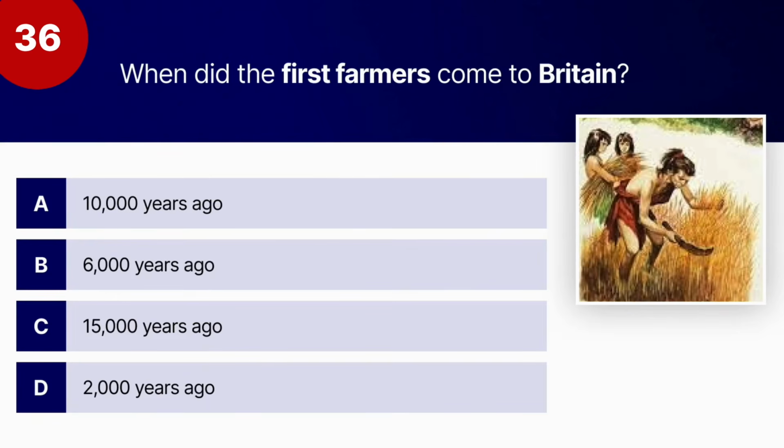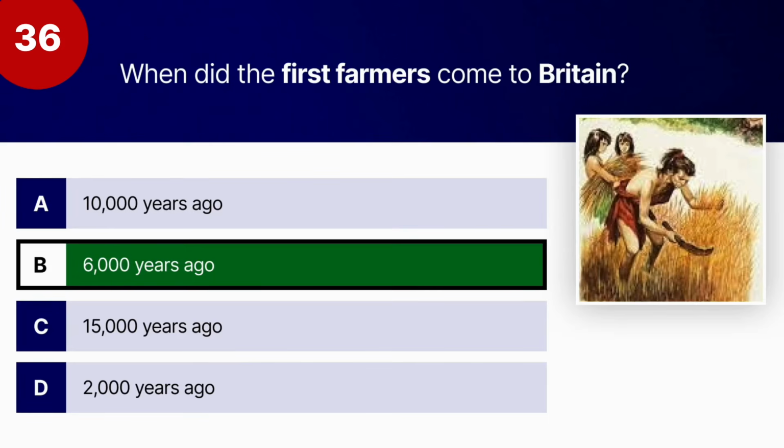When did the first farmers come to Britain? 10,000 years ago? 6,000 years ago? 15,000 years ago? Or 2,000 years ago? The answer is B. 6,000 years ago.